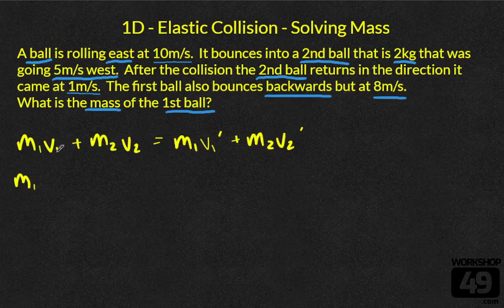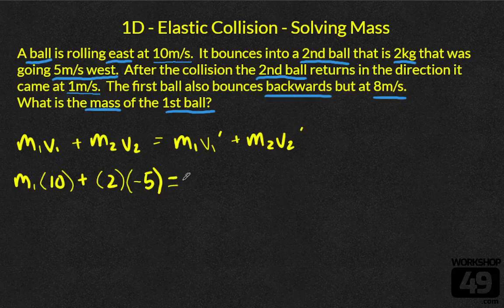We do know the velocity, v1, of the first ball in the beginning. That was east at 10 meters per second, which means a positive 10. m2 is the mass of the second ball, and we know that that's 2 kilograms. v2 is the initial velocity of that second ball. That's 5 meters per second west, and we remember now that because it's west, it's going to have to be a negative 5. You watch a couple of these examples and you'll be doing this in no time.